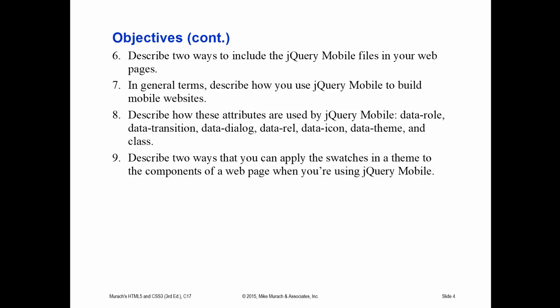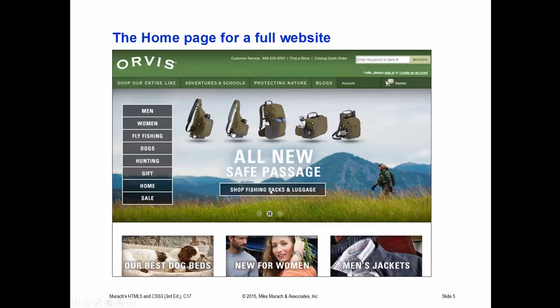Describe how these attributes are used by jQuery Mobile: data-role, data-transition, data-dialog, data-rel, data-icon, data-theme, and class. Finally, describe two ways that you can apply the swatches in a theme to the components of a web page if you're using jQuery Mobile.